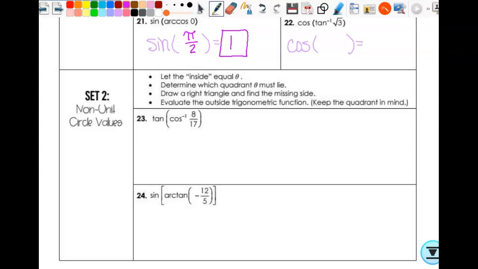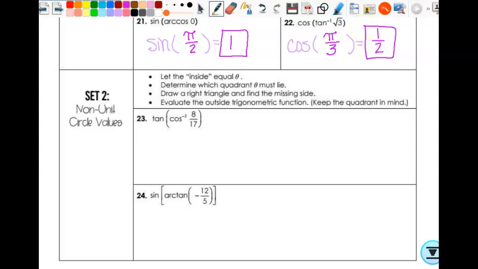Then, Jenny, what is the tangent inverse of the square root of 3? Pi thirds. Because there's only one 3 in there, right? So then what is the cosine of pi thirds? 1/2. Good job. All right. Any questions about those?